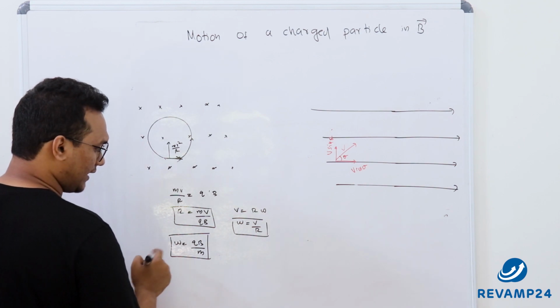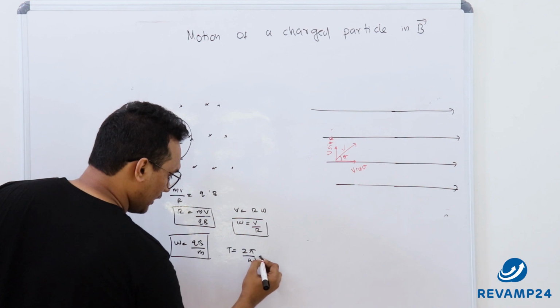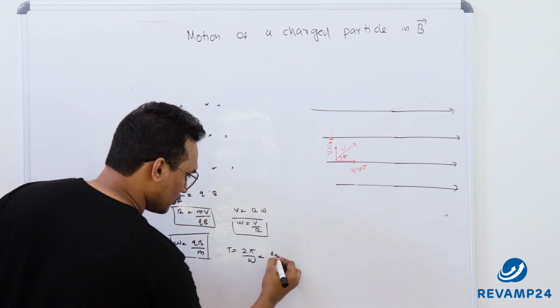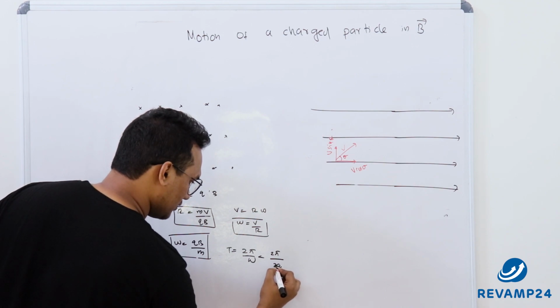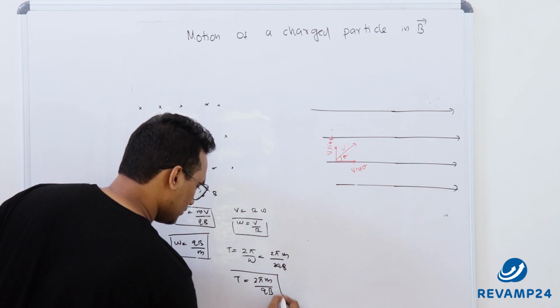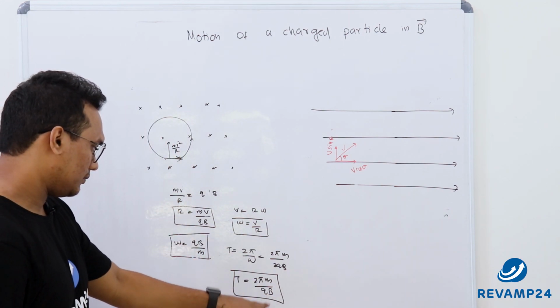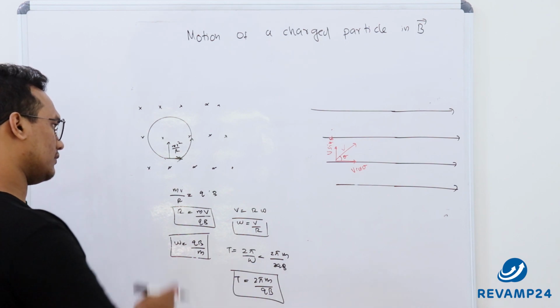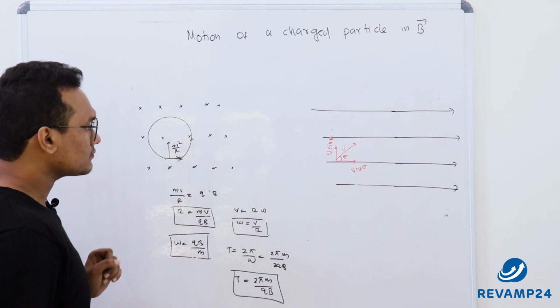And how can I get the value of the time period? Time period is equal to 2 pi by omega, and omega is QB by M. So the time period is equal to 2 pi M divided by QB. Correct, right? V by R is QB by M. This was the time period, and with this time period the particle will have a continuous circular motion.